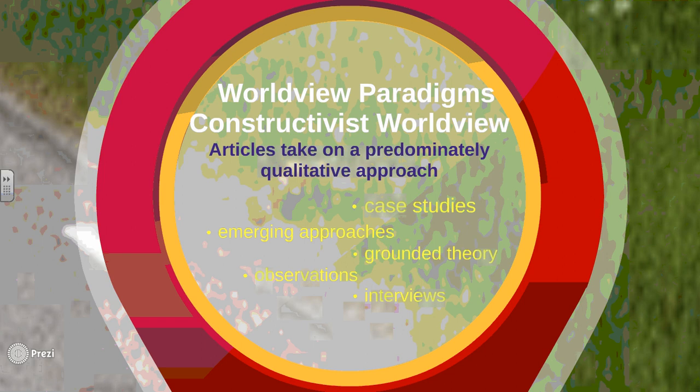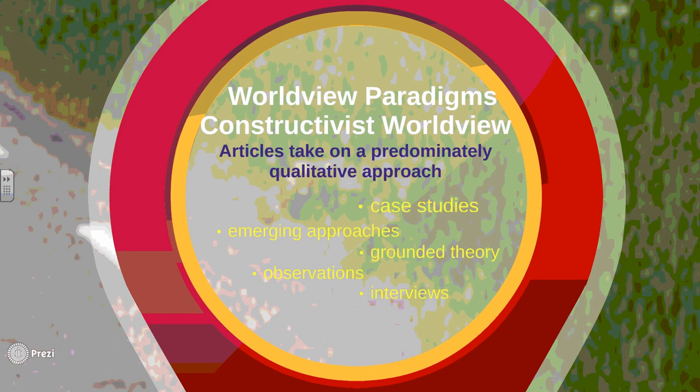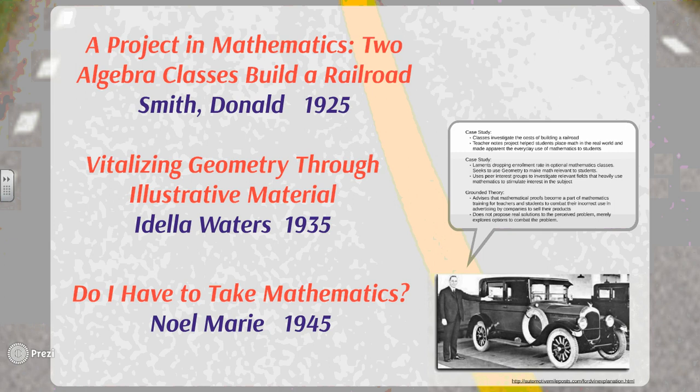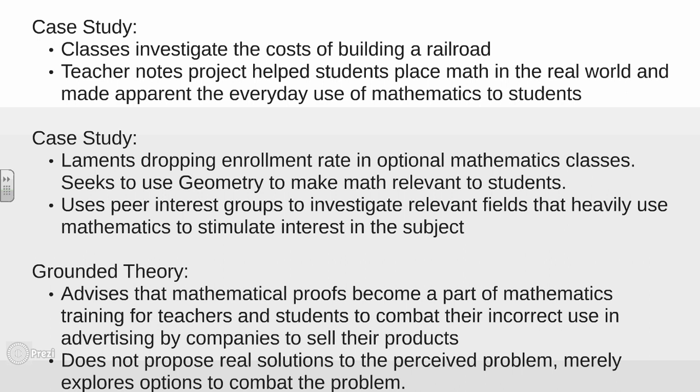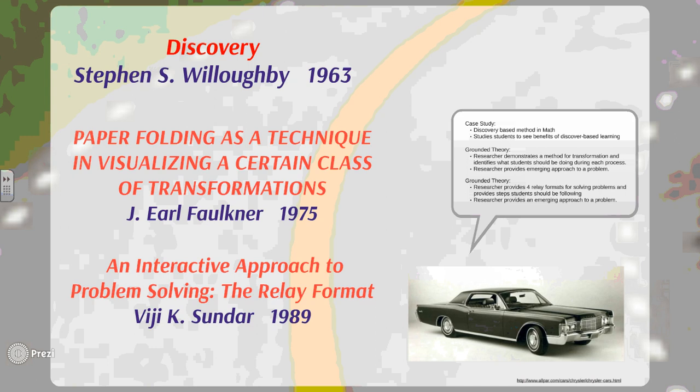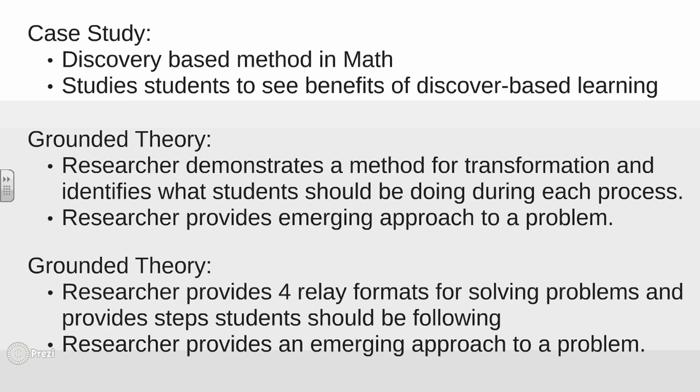The worldview, like we said, is constructivist throughout, looking at emerging approaches to teaching mathematics, but very heavily our data is observational and based on interviews in this journal. We see in the 1920s, 30s, and 40s, as we stated, that you don't get a lot of student data, you don't get a lot of research backing up what the articles are about. It continues into the 60s, 70s, and 80s, where they're talking about what students should do, but we still see that's grounded theory and case study and design, looking at very particular events and studying them.